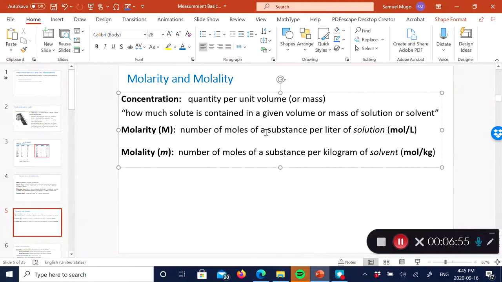For that reason, sometimes we use molality with a small m, because the concentration is temperature independent. You're dealing with masses in kilograms, and so that is temperature independent, and so it doesn't vary with temperature.